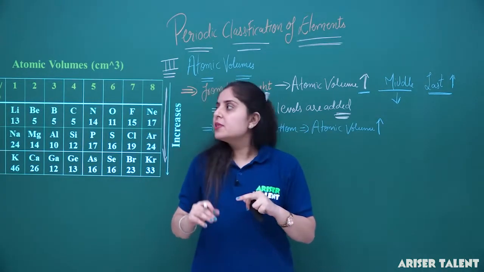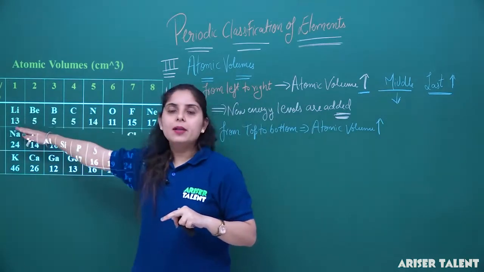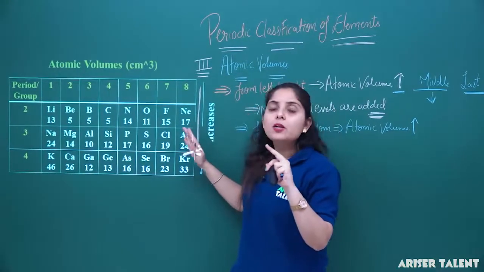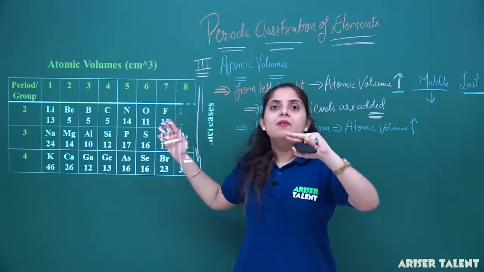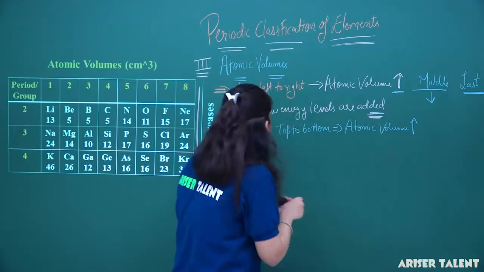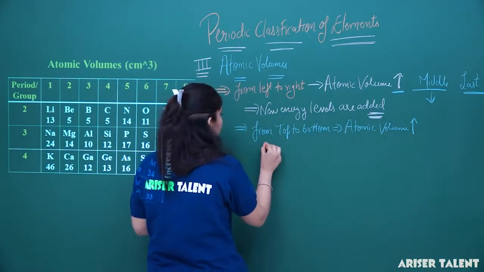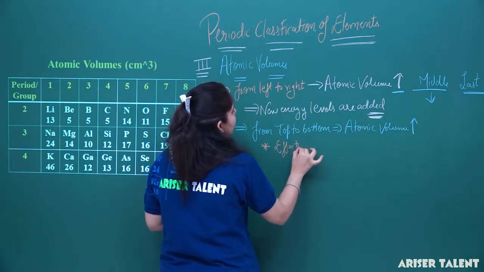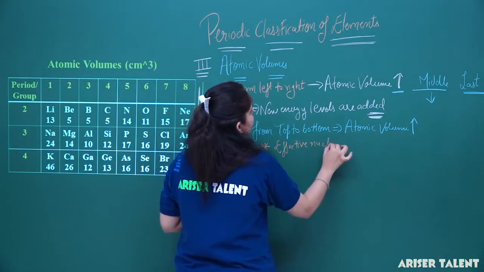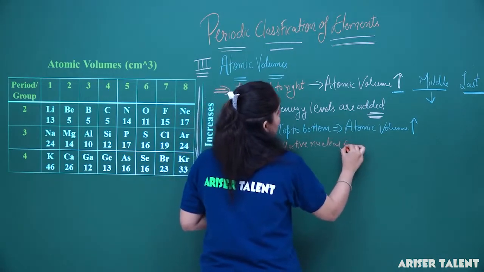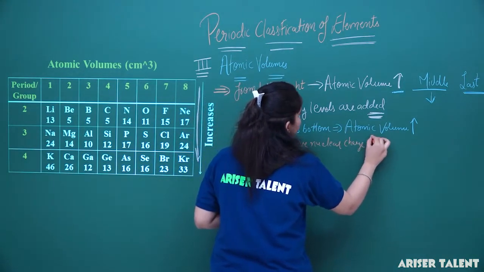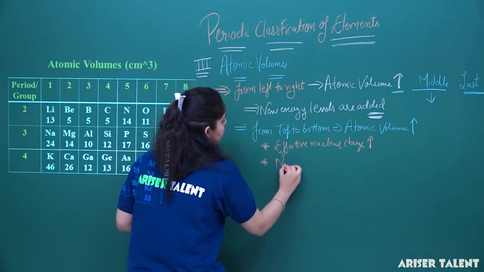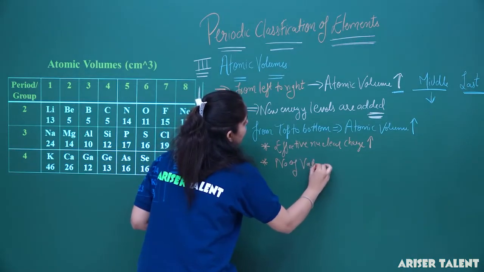So what we have observed is that in the left part of the table the first reason is observed, and in the last part of the table the second factor increases. So what are the two reasons for this? The two reasons are: effective nuclear charge increases, and second, the number of valence electrons increases.